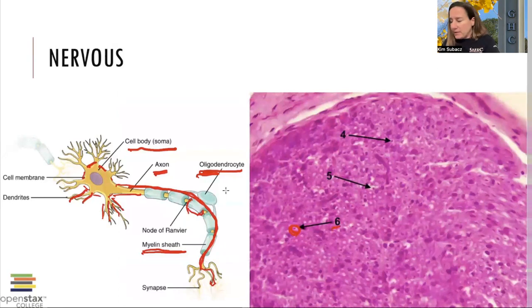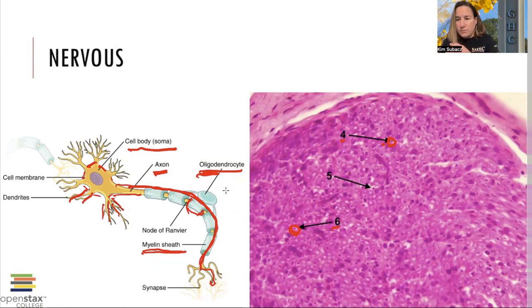The axon is going to be the dark spot. So if you look at number 4 and you follow the arrow, you can see that little dark spot at the very, very center of this. So here's the outside of it, and on the inside of this little circle is a dark spot, and that's the axon right there. The little light coloring in between the dark spot and this outer circle.